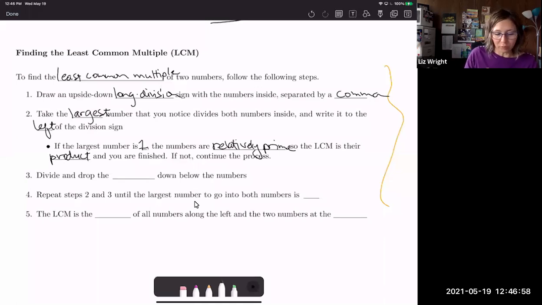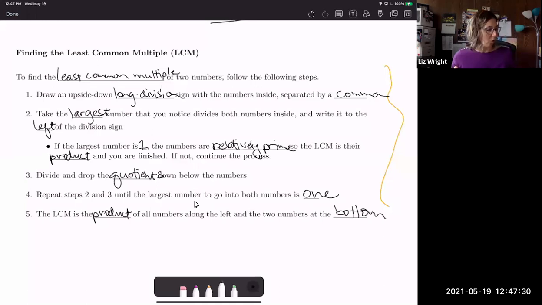So divide and drop the quotients down below those numbers that we started with inside that long division symbol. And we're going to repeat steps 2 and 3 until the largest number to go into both numbers is 1. And then the LCM is going to be the product of all of the numbers along the left and the 2 numbers at the bottom.